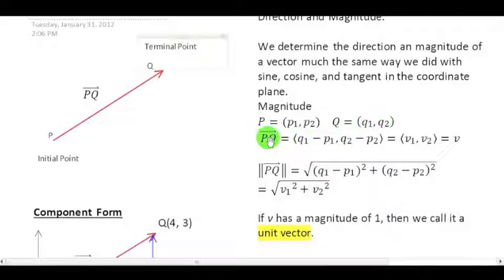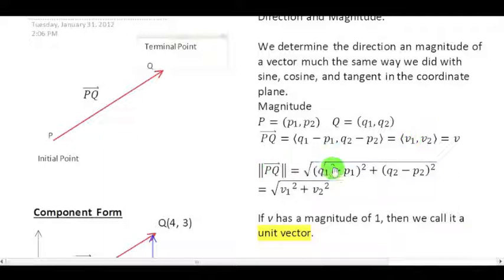It's important that I notice the way that the vector is written. Its initial point is P, and the second point, which is my terminal point, is Q. And so we're going to say terminal minus initial. That's why it's Q minus P for both our X and our Y, or our horizontal and our vertical components. Once I subtract them, it's going to give me two numbers, V1 and V2, which are really the horizontal and vertical components of the vector that I'm going to be creating or drawing.